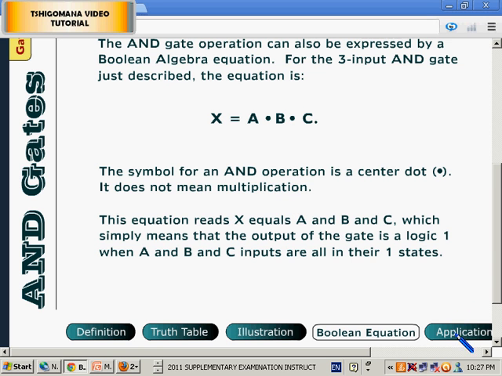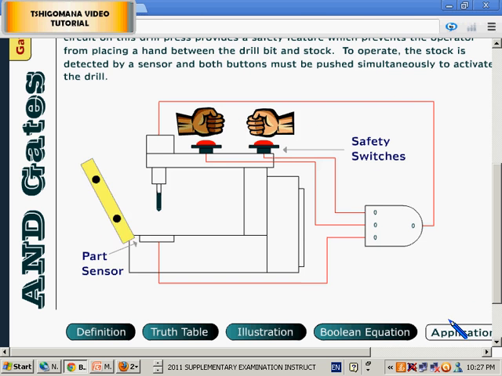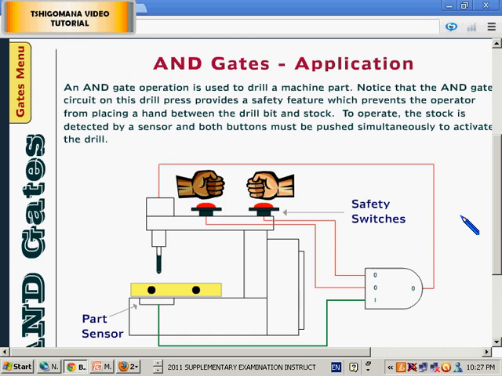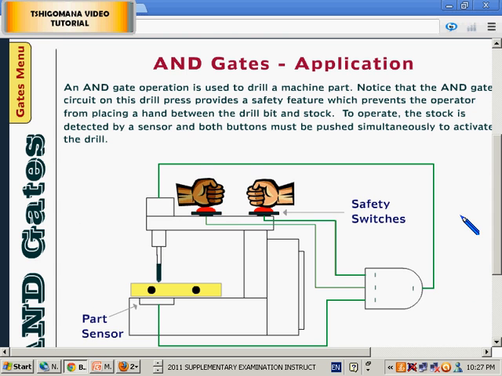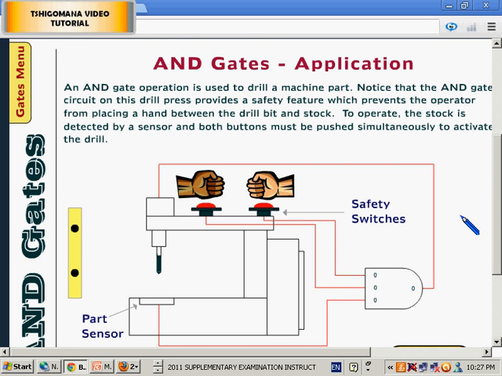Right, let us look at where electronics experts can use these AND gates. An AND gate operation can be used to drill a machine part. In the example that we're going to have here, an AND gate operation is used to drill a machine part. Notice that the AND gate circuit on this drill press provides a safety feature which prevents the operator from placing a hand between the drill bit and stock.